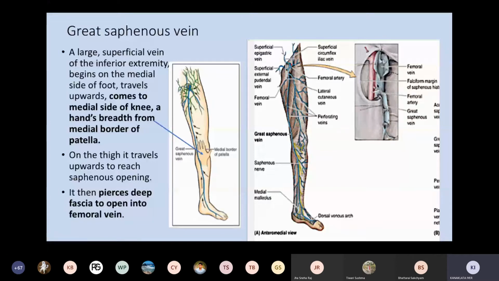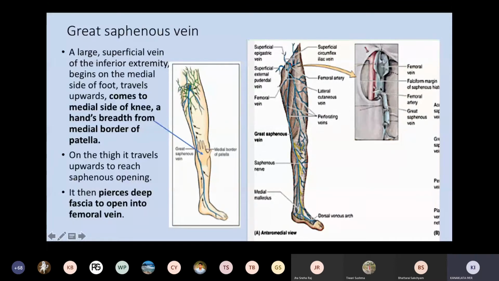Is anybody going to answer that? Femoral sheath. Somebody said something, that girl before that. What did you say? Femoral sheath. Correct. So it pierces the anterior wall of the femoral sheath and it enters the femoral vein.